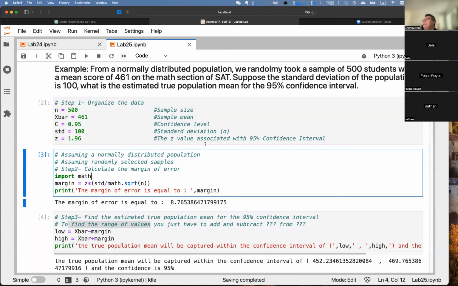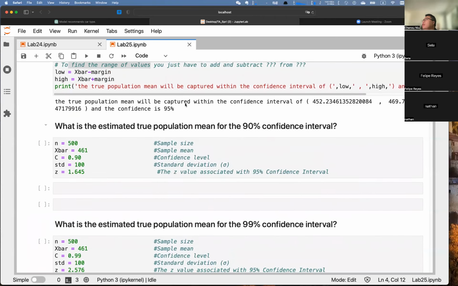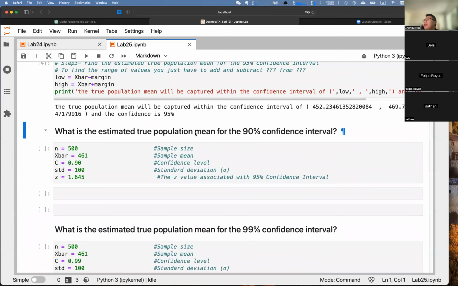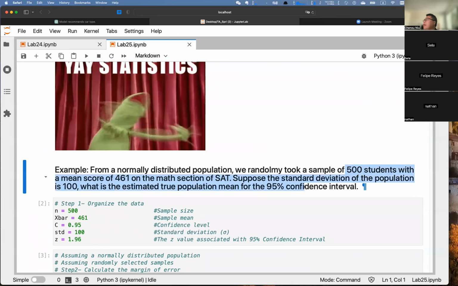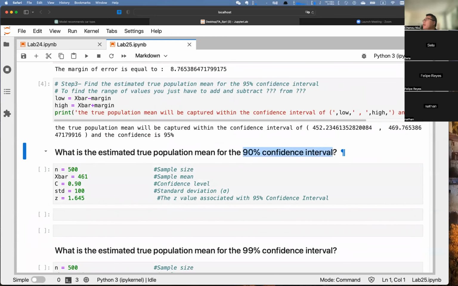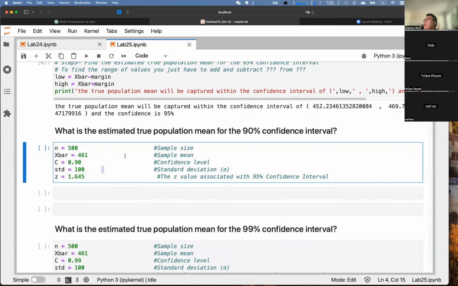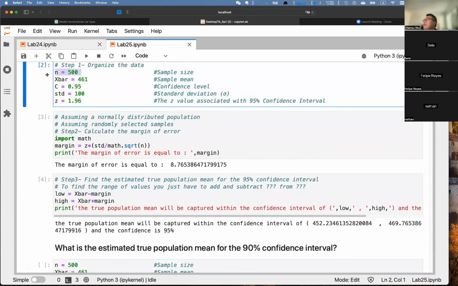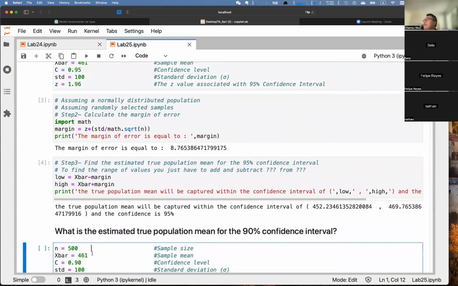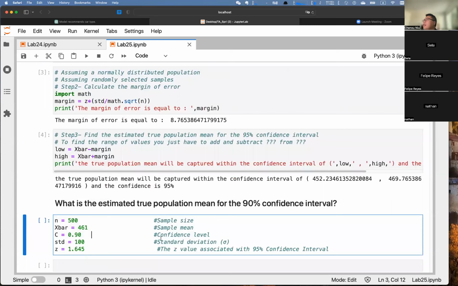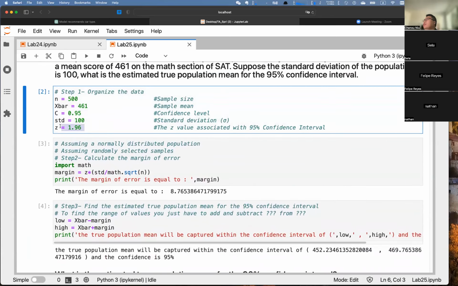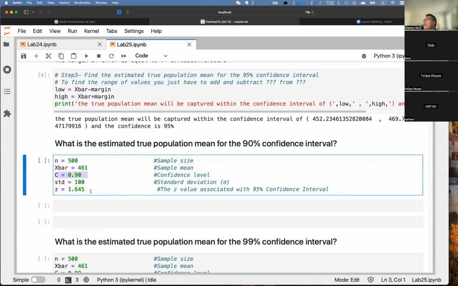Okay, and the next one. What is the population mean for a 90% confidence interval? All other things are the same, and the only difference is the level of confidence. So first we organize the data: the sample size is the same, X bar is the same, the confidence level is different, and the deviation is the same. The Z value is different because you change the confidence level. If it is 0.90, then the Z value would be 1.645.